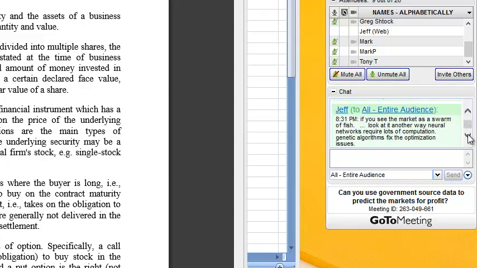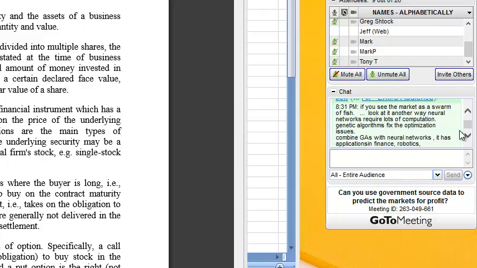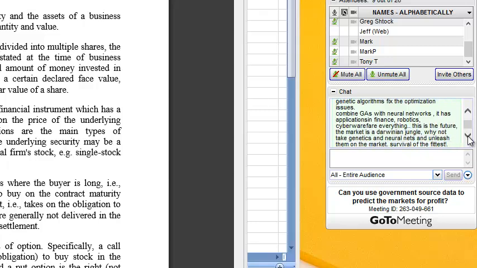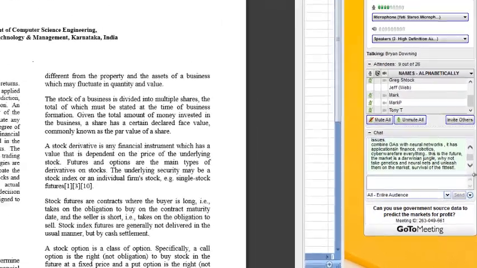Jeff says, if you see the market as a swarm of fish, look at it the other way: neural networks require lots of computation, GAs fix the optimization issues, so combine GAs with neural networks. It has application in finance, robotics, cyberwarfare, everything. This is the future. The market is Darwinian. Why not take genetics and neural nets and unleash them on the markets?